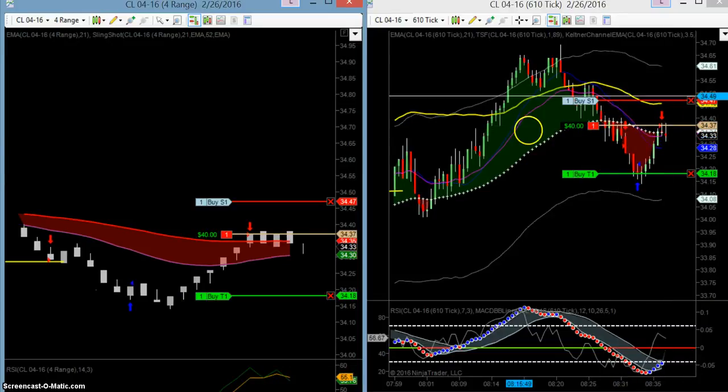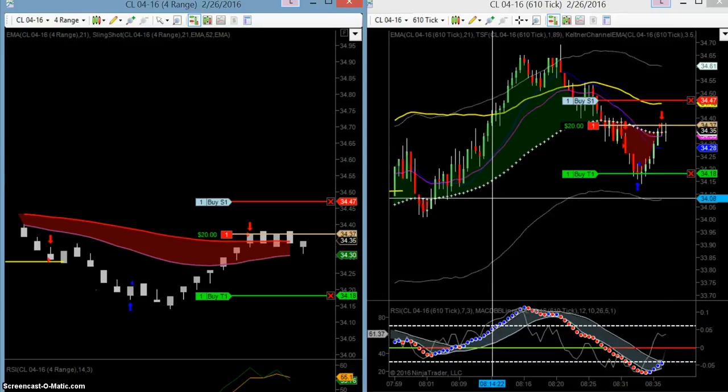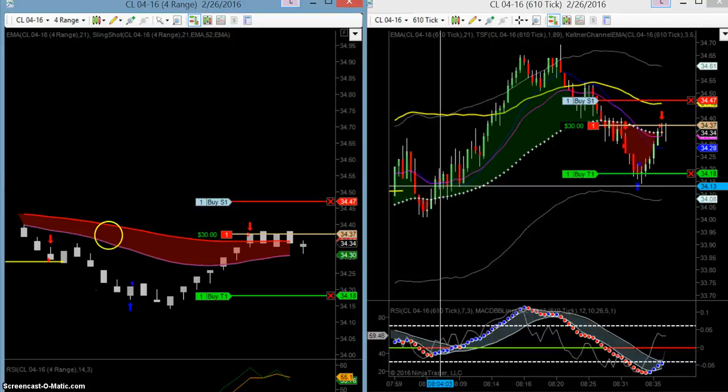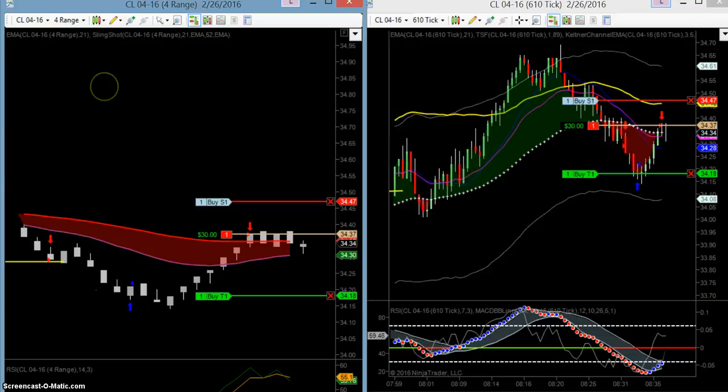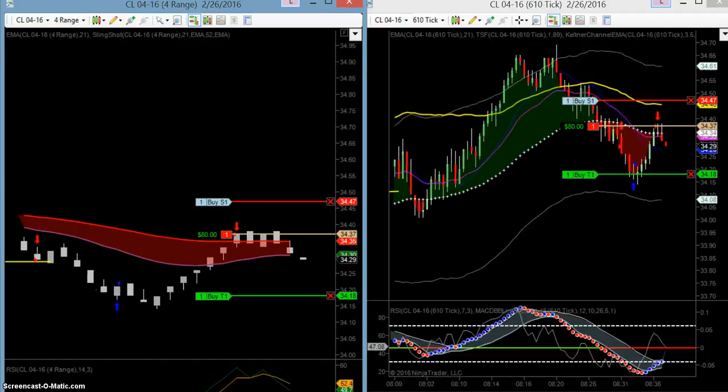I use it in the anchor chart on my right. My 610 chart is my anchor chart. And on the left, I have my entry chart, which is a faster moving chart. Typically I'll use a 233 tick chart, but this four range does equally as well for an entry, a faster moving chart.